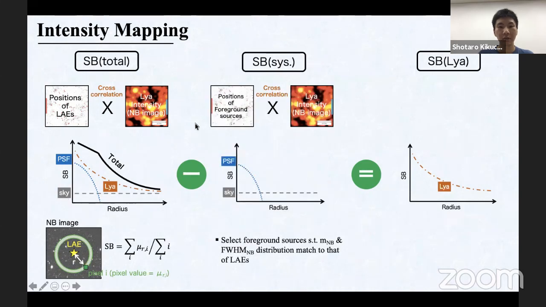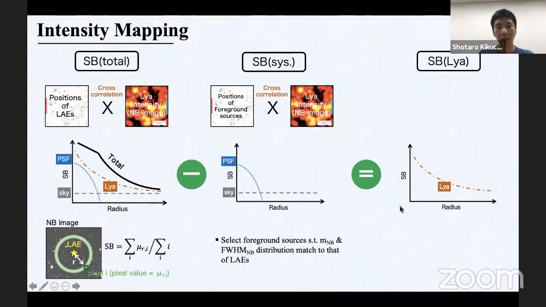In order to evaluate that, we took the cross-correlation between the positions of foreground sources and the Lyman-alpha intensity. This yields the surface brightness from these two contributors. We select the foreground sources so that the magnitude and FWHM distributions match those of the Lyman-alpha emitters. Subtracting this systematic from the total surface brightness, we finally derive the Lyman-alpha surface brightness, like here.